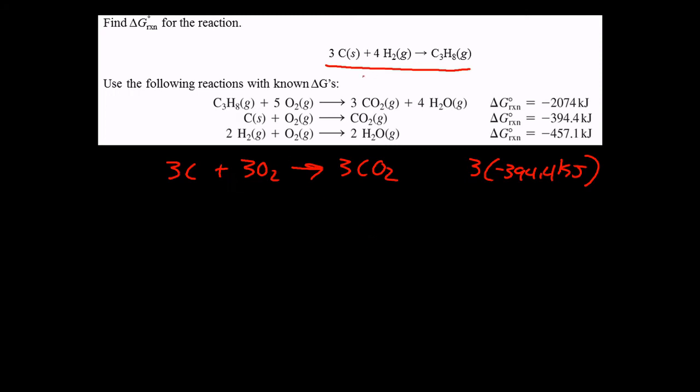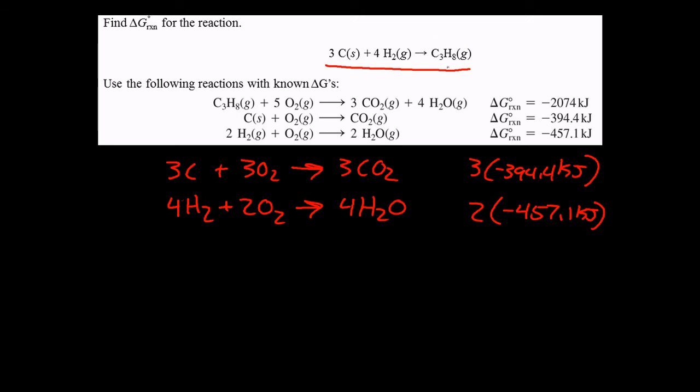H2 only shows up in one place. It shows up here. I need 4 H2s on the left, and I only have 2 in this reaction as it's written. So I'm going to need to multiply everything here by 2. So I'll end up with 4 H2 plus 2 O2 goes to 4 H2O. So I'm going to multiply this by 2 as well. So it'll be 2 times negative 457.1.